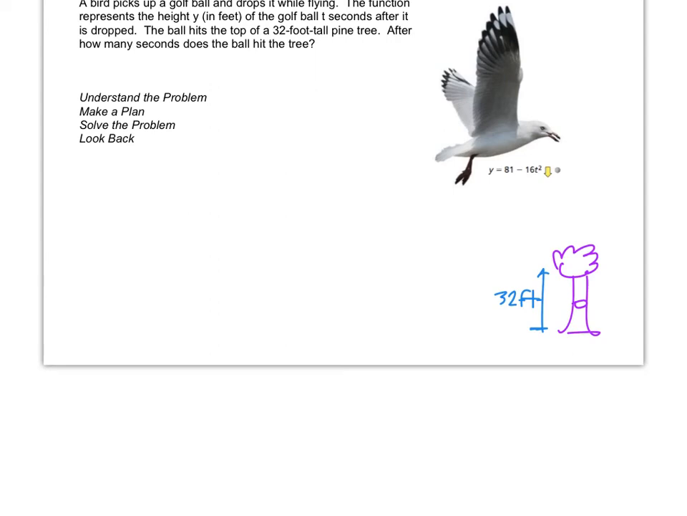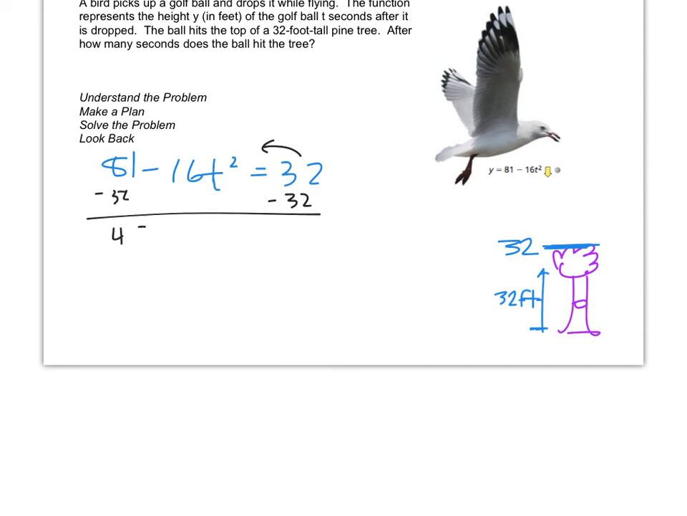So what we're trying to find is when does 81 minus 16t squared equal 32, right? Because this is the 32 mark. So let's set that up. 81 - 16t² = 32. It's not going to be equal to 0 because 0 would represent the ground. Now, you can't solve anything until it equals 0. I told you to write that down in an earlier lesson. So I have to move the 32 over. So I'll subtract 32, and you get 49 - 16t² = 0.